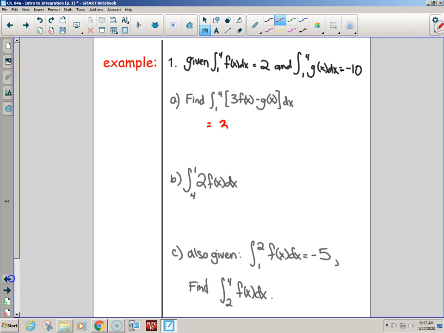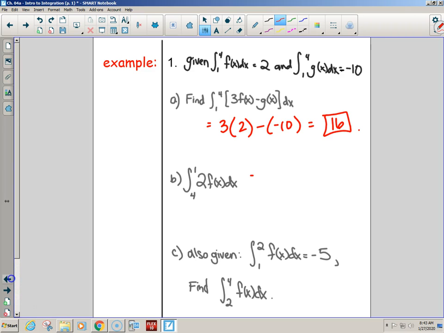Guys, check out how easy these are. What did I just do? I plugged it in. So I was able to pull out the 3 and figure out the area under f of x from 1 to 4 and subtract the area under g from 1 to 4. But no, this is all put together. But no, you're able to split it all apart from those cool properties we saw with anti-derivatives.